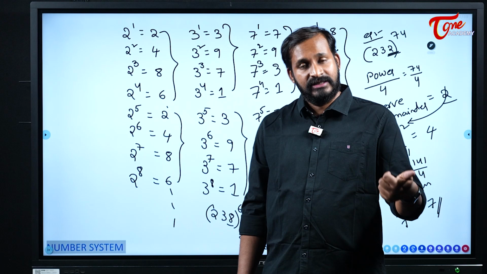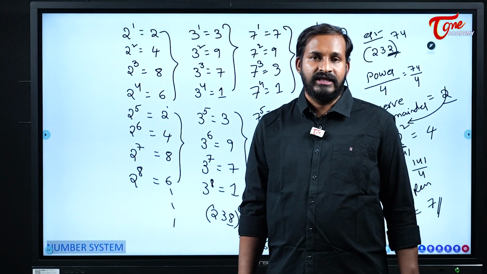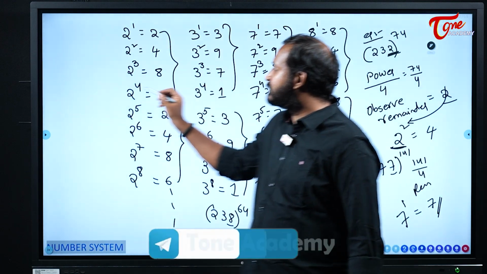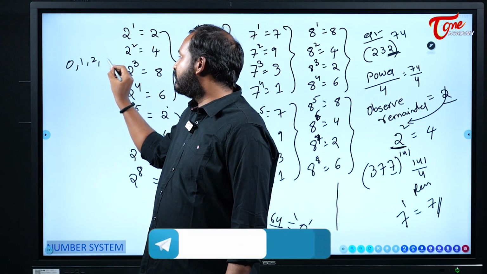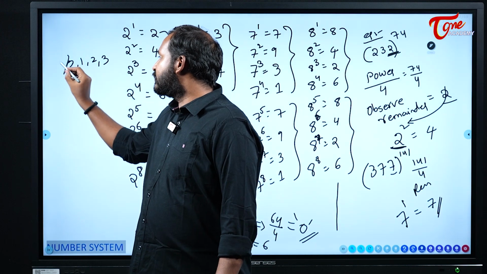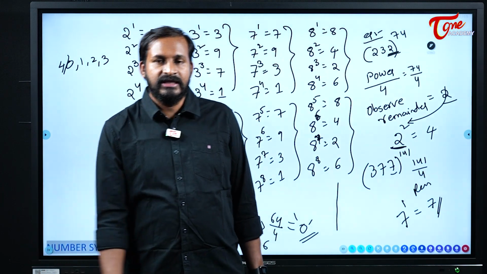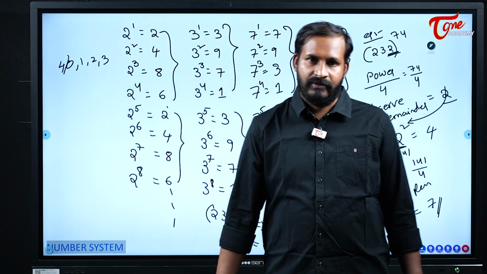That 4 is nothing but 0. Why? Because see, what are the remainders possible when you divide with 4? 0, 1, 2 and 3. This 0 we can also say as 4. That is the reason, if you get the remainder as 0, take the 4th power.